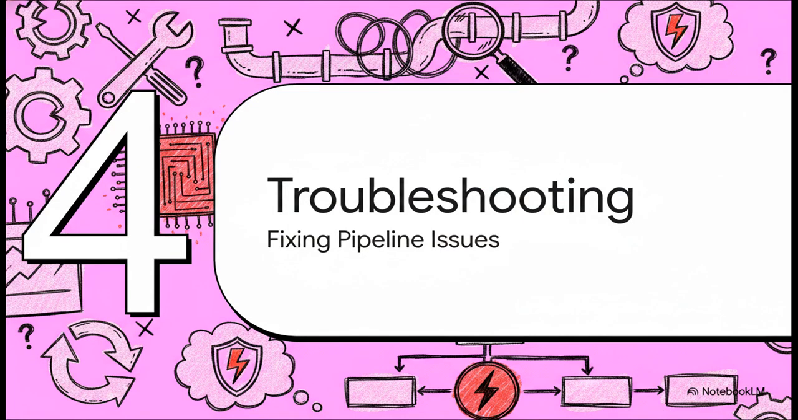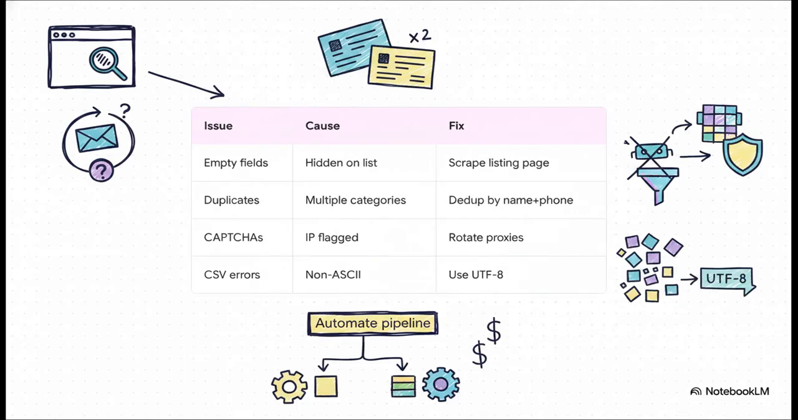All right, let's get into the messy stuff in Section 4, scraping and troubleshooting. Now, what's really interesting about this is how it outlines Step 5, building your deduplication and troubleshooting rules. Because things will break. If you're seeing empty phone numbers or emails, it's probably because they just aren't visible on the main list page. The fix? Program your scraper to click into those individual listing pages.